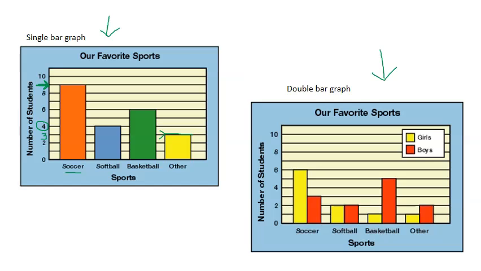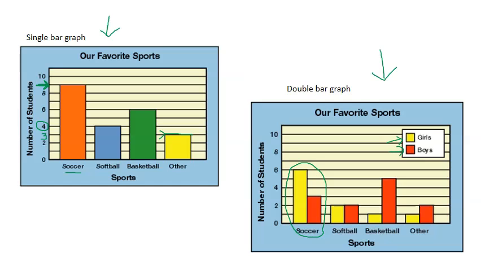So let's move over here to the double bar graph and see what the difference is there. So right away, you notice that instead of 1 bar, every chunk of data is showing at least 2 things. And what are those 2 things? Well, in this case, the yellow is talking about girls and the red is talking about boys. So they've split the data up into two subgroups, and they're showing now the number of students that like that sport, but they've split it into boys and girls.